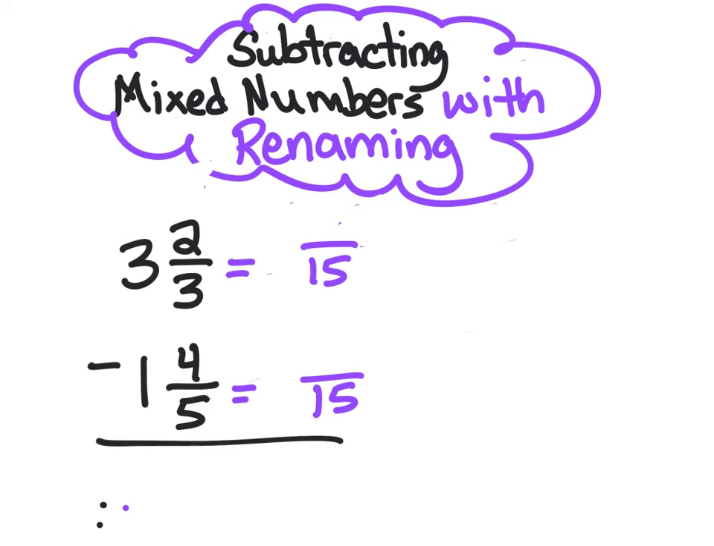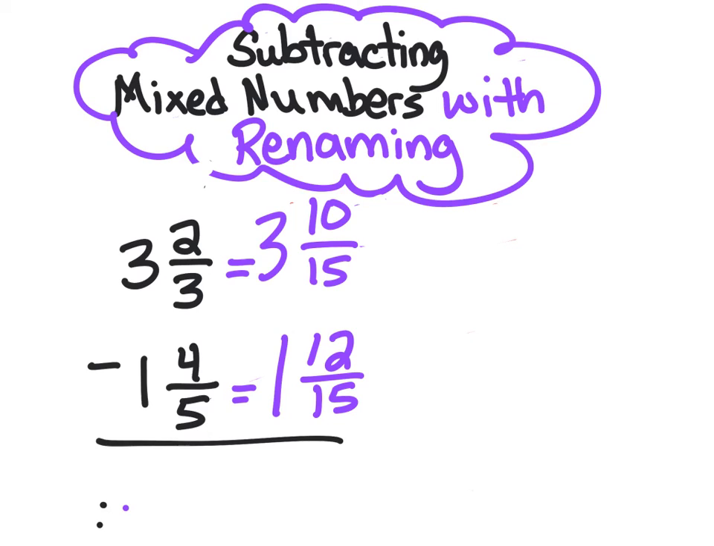So let's start with the bottom fraction. What times 5 gives us 15? That would be 3. So if I multiply by 3 in my denominator, I must do the same to the numerator. 3 times 4 is 12. So 1 4/5 is equivalent to 1 12/15. In the top one, 3 times 5 is 15. So if I multiply by 5 in my denominator, I do the same to the numerator. 5 times 2 is 10. So 3 2/3 is the same as 3 10/15.